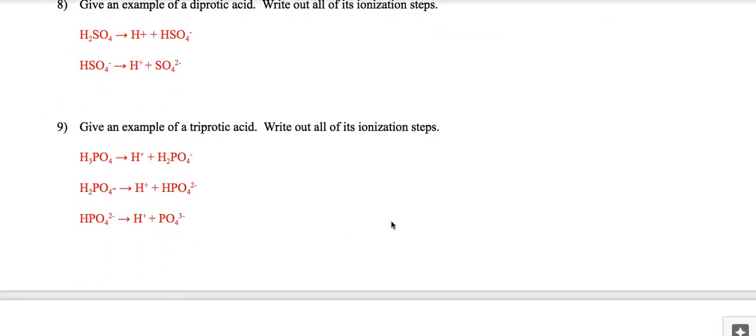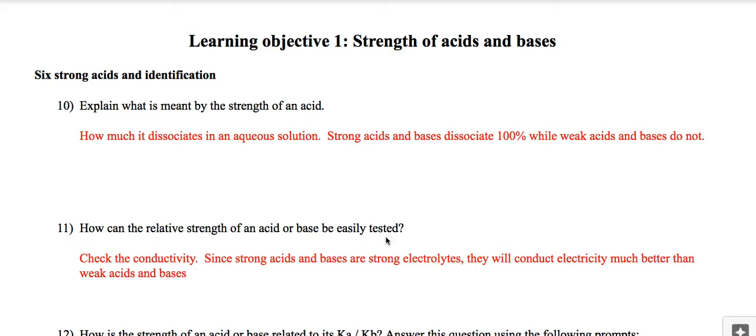Diprotic, triprotic, learning objective 1. So when we talk about the strength of an acid, we're talking about how much it dissociates in an aqueous solution, not how dangerous it is. So strong acids dissociate 100% while weak acids do not. Same thing with bases. Strong bases dissociate 100% while weak bases do not. So that is what we want to keep in mind.